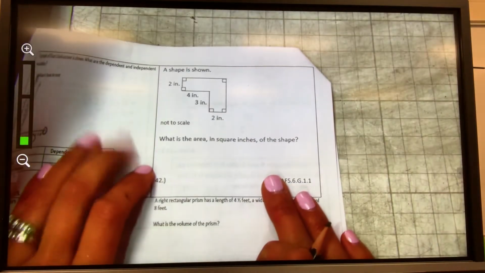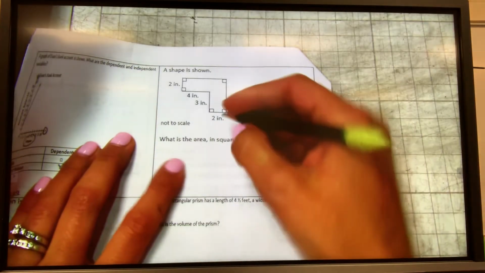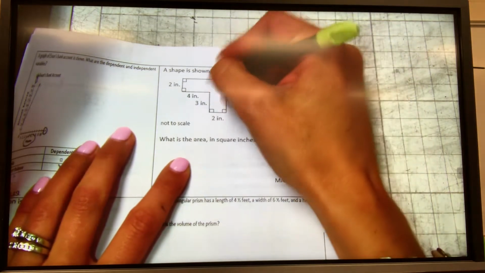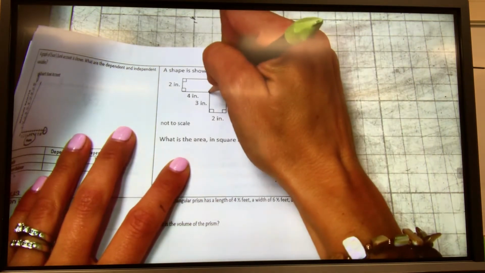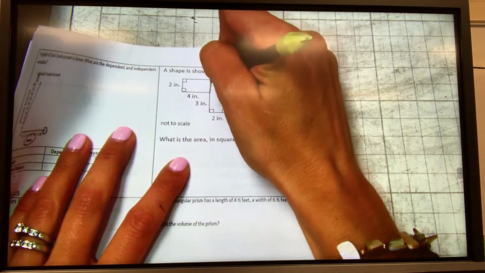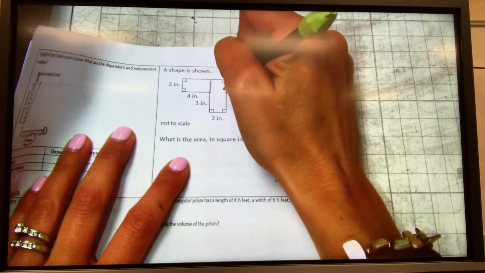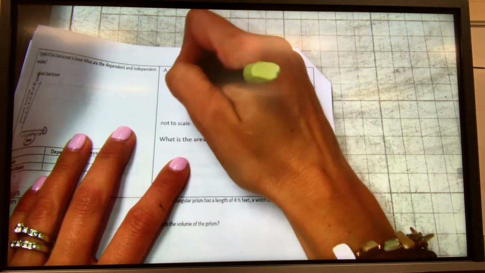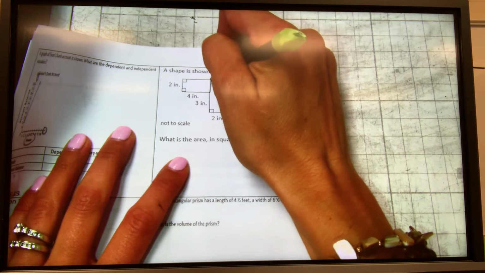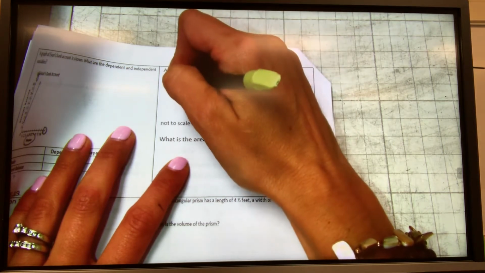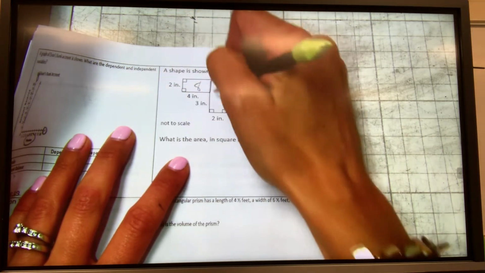So this one is, what is the area in square inches? Well, we don't have a shape that's like this, so we're going to need to break it up. Now you could have broken it here or you could have broken it here. You still would get the same answer regardless. So we know that these are rectangles, so I'm going to do length times width. So 2 times 4 is 8.